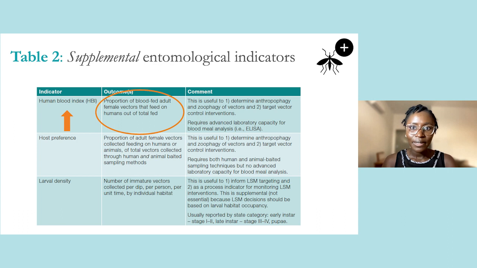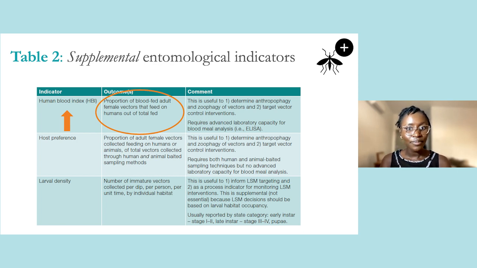Table 2 includes supplemental entomological indicators based on the relevance to the program question and the available capacity and resources. This table includes indicators such as human blood index, which is defined as the proportion of blood-fed adult female vectors that feed on humans out of the total fed. The comment here notes that this indicator is useful to determine anthropophagy and zoophagy of vectors and to target vector control interventions. As noted, this requires advanced laboratory capacity for blood meal analysis, such as ELISA.